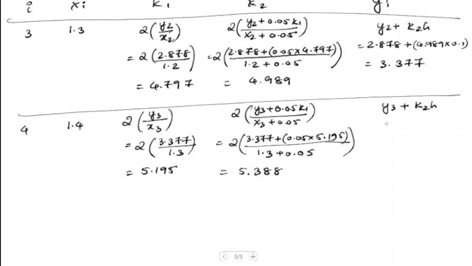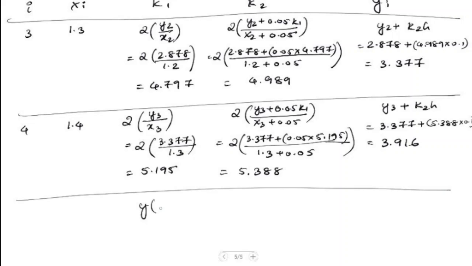And then we have y3 plus K2 times h. And so y3 is 3.377 plus K2 is 5.388 here times 0.1. So that will be equal to 3.916 up to 3 decimal places. So we can say that y at 1.4 x value is approximately equal to 3.916. That's the end of task 2.